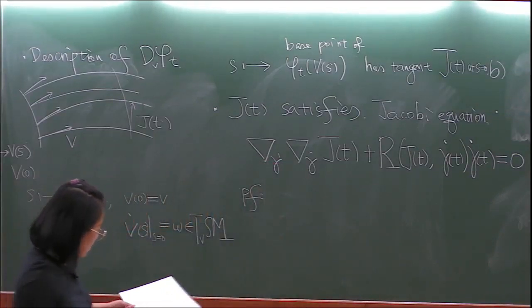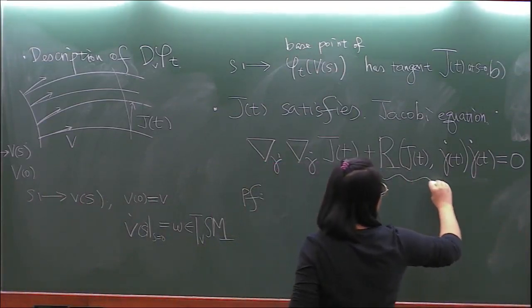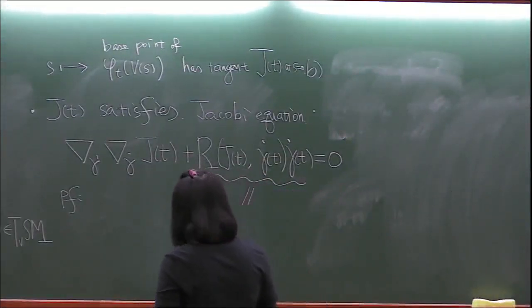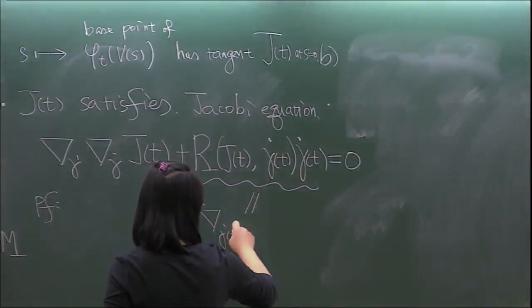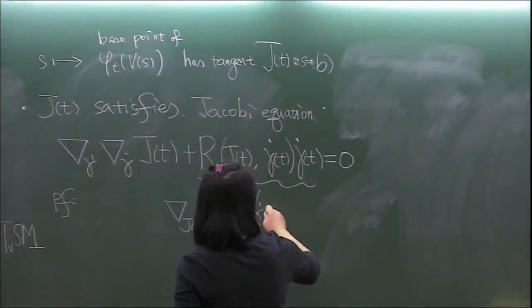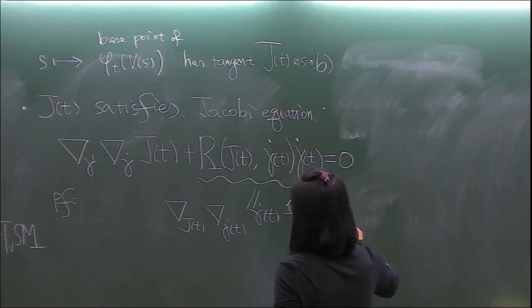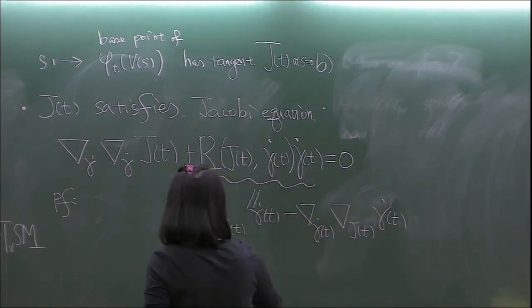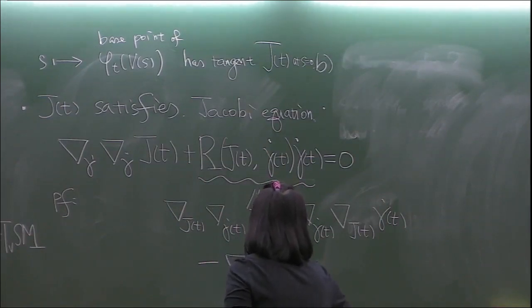So the proof: you just use the definition. So that means simply, this is by definition using the covariant derivative, the covariant derivative in this way of the derivative in t, then minus, exchange this, then minus the bracket.